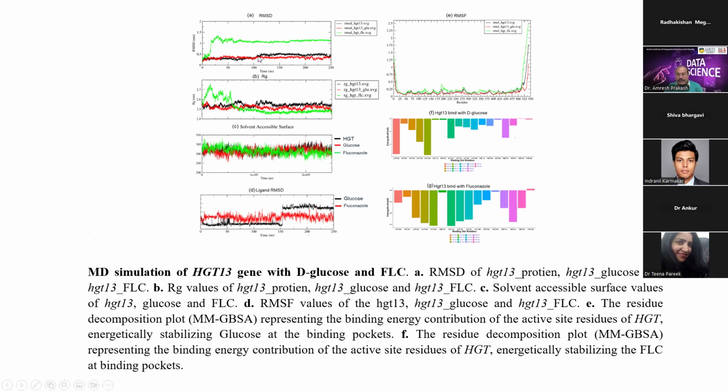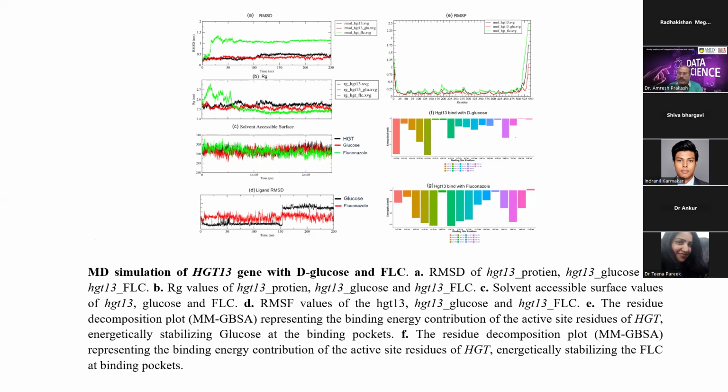On that basis, it looks like the glucose and AGT13 protein interaction is more stable, but this changes with respect to this ligand. You can see that fluconazole is more stably binding at the active site with respect to glucose. In the same way we do the MMPBSA assay, and the MMPBSA assay also suggests that the binding of fluconazole is more stable at the active site.